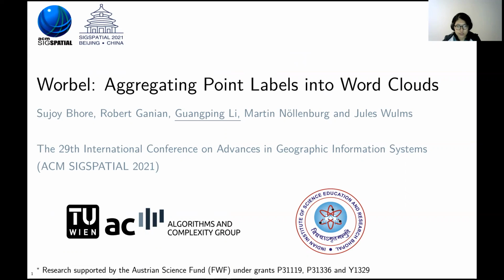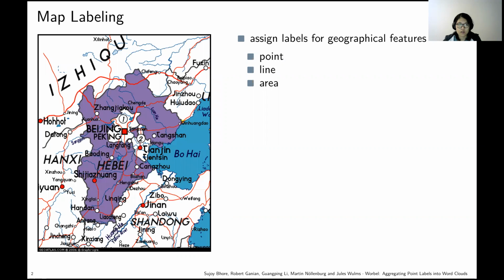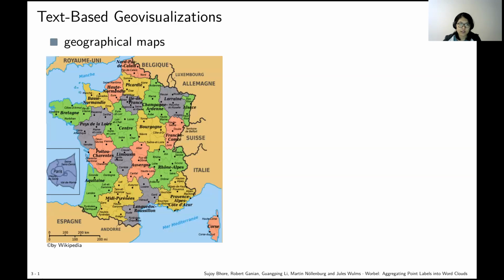Today I would like to present a geographical visualization combining point feature labeling and word cloud. So map labeling is a challenge in the map creation process. The task is to assign labels for geographical features like points, lines, and areas. And nowadays maps are not only labeled with geographical location names.